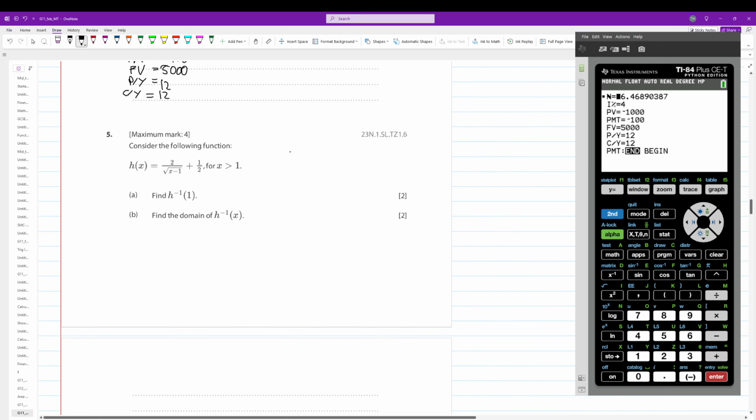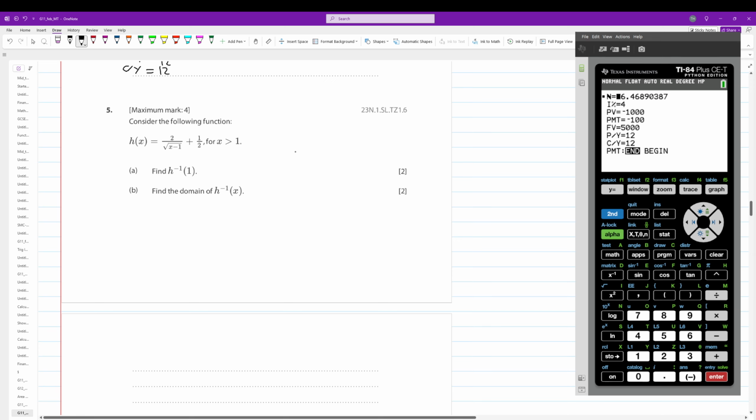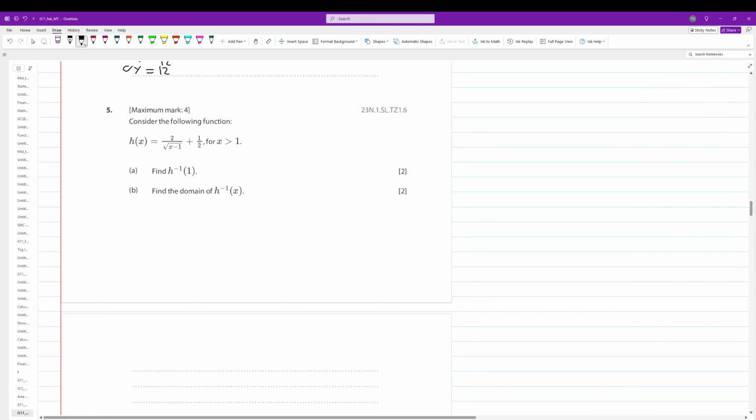Okay, question 5. This one is an interesting question. It's a reasoning question. It is not a question that you should rush into. Actually, you should never rush into any question. Think smarter, not harder. So, if I would like to find the inverse, or the value of the inverse when x is 1, or when something is 1, there are 2 ways that I could do this.